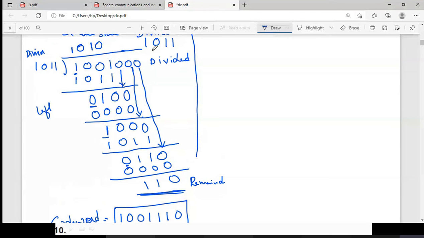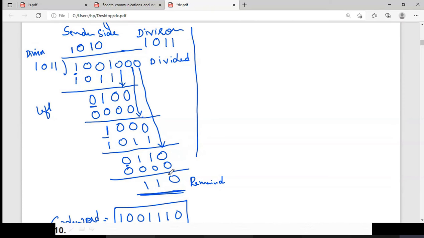Has everybody understood this part? If you understood, tell me, I'll go to the receiver side quickly. Does anybody want me to repeat? Tell me now itself, because I'm not going to solve more problems.